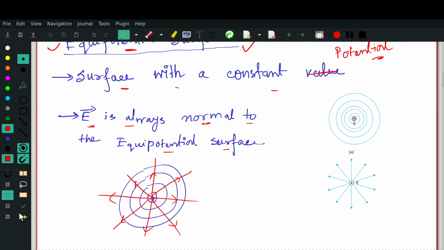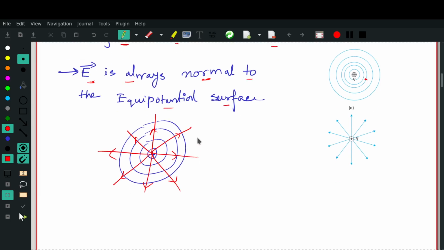So if you have some equipotentials and if you want to draw some electric fields, then you will just have to calculate the normals of these surfaces, okay? And you will just join them. So they are always normal, okay? So here I have tried to draw this, but this is not a very good drawing.